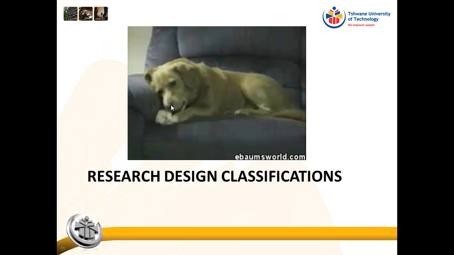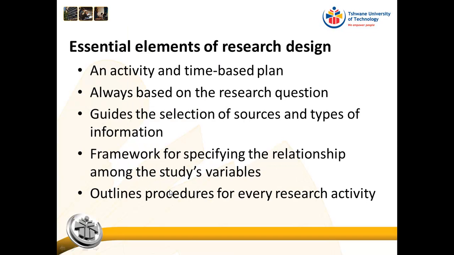So then we have research design classifications. The essential elements of research design: we need an activity and time-based plan, which is always based on the research question or the research problem in this case. This guides the selection of the sources and types of information. It's a framework for specifying the relationship among the study's variables, and it outlines the procedures for every research activity.